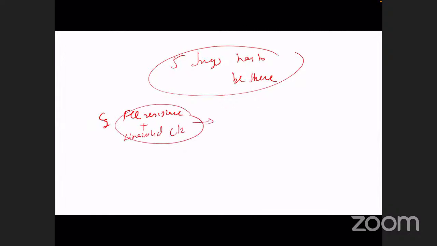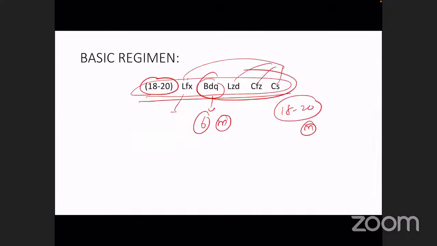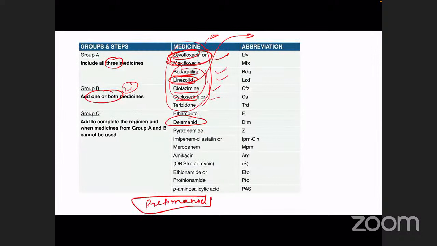In that case, you have to change the regimen. Now what are you left with? You are left with clofazimine. You are left with bedaquiline. You are left with cycloserine. Now you have to add 2 more agents from group C, delamanid plus. Now it is based on the patient, you can use any of these based on the sensitivity results.